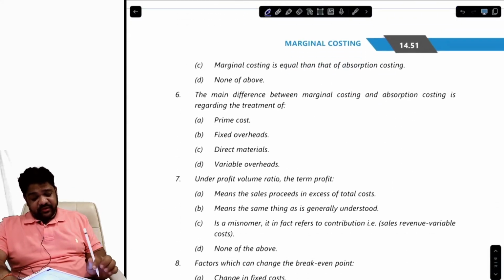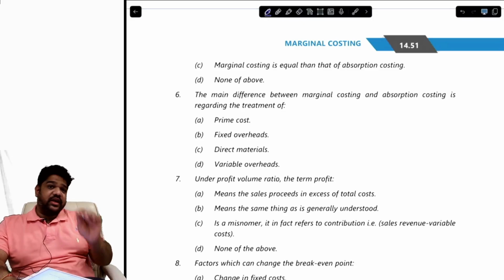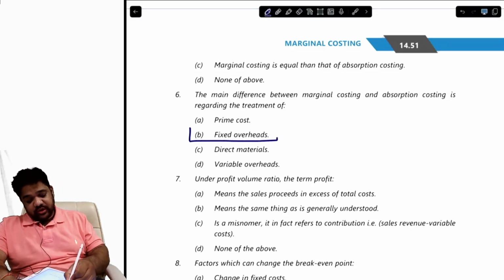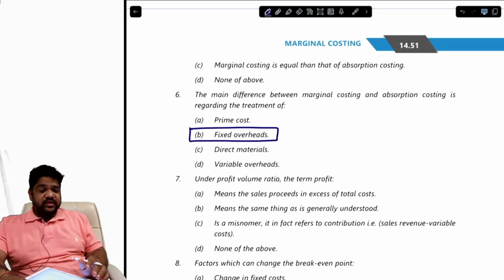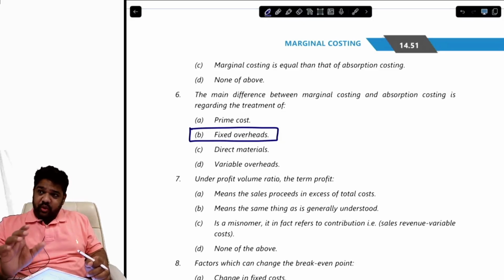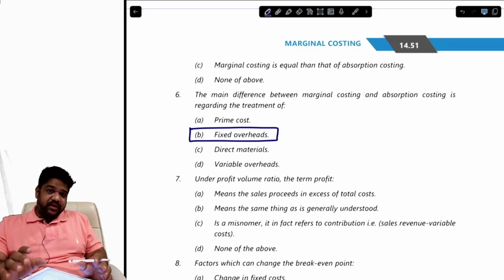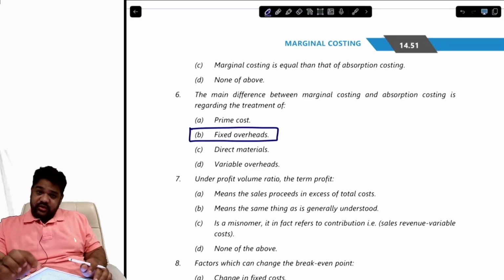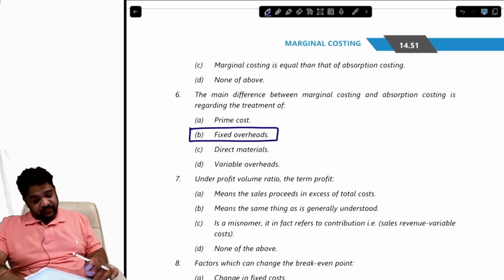The main difference between marginal costing and absorption costing is regarding the treatment of fixed costs. Always and always only that. See, because prime cost remains the same, material is part of prime cost, variable costs are always treated the same. The only difference in the treatment is how you consider your fixed cost to be. That's the bigger challenge. Okay, so here the answer is fixed cost.